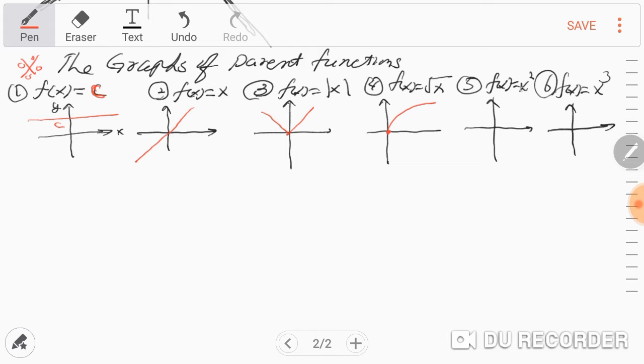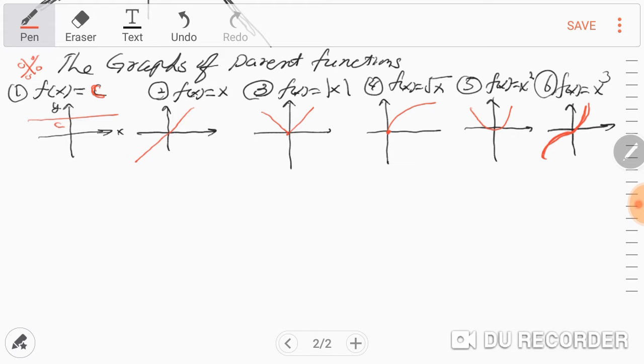Okay, the x squared function: you square a value, negative or positive, and it becomes all positive y values. So it is a U shape, concave up, and the graph opens upward. And the cube function, x cubed, looks like this. When x equals 0, then y is 0, and if x is negative, it goes down. So this is the graph of x cubed. So these are the parent functions.